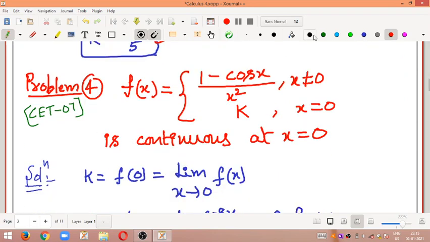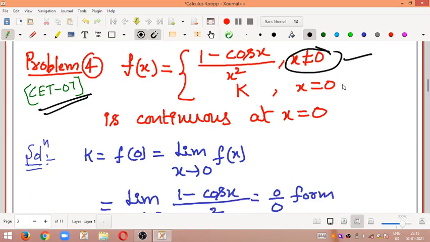This is also one of the beautiful questions. CET 2017 question I am choosing. f of x is equal to 1 minus cos x by x square if x is not equal to 0, and f of x is equal to k if x is equal to 0, is continuous at x is equal to 0. If this function is continuous at x is equal to 0, we want to find the k value.